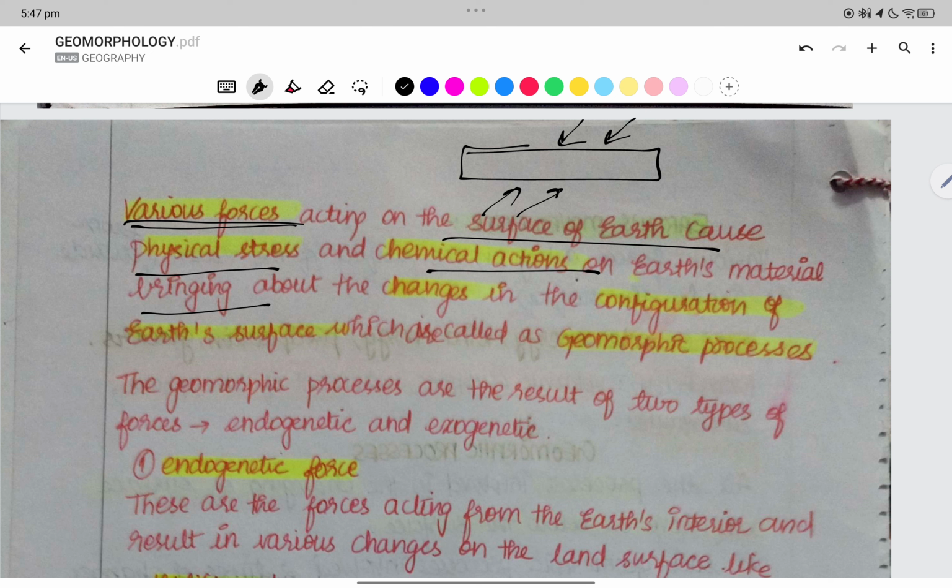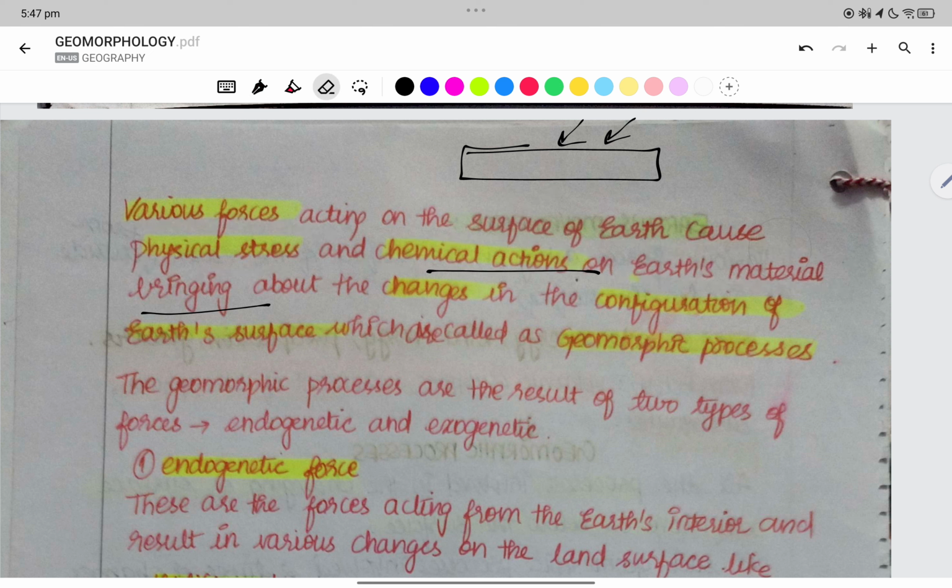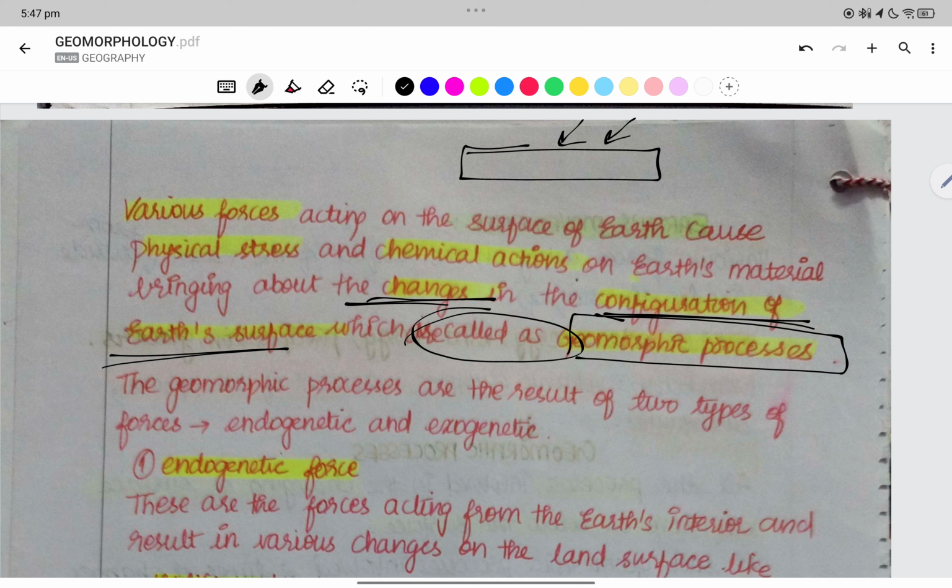So these forces are responsible for chemical actions and physical stress on the earth's materials. These forces cause the chemical actions and physical stress on the earth's materials. So there is a stress on the earth's materials which brings about the changes in the configuration of the earth's surface, which are called geomorphic processes.